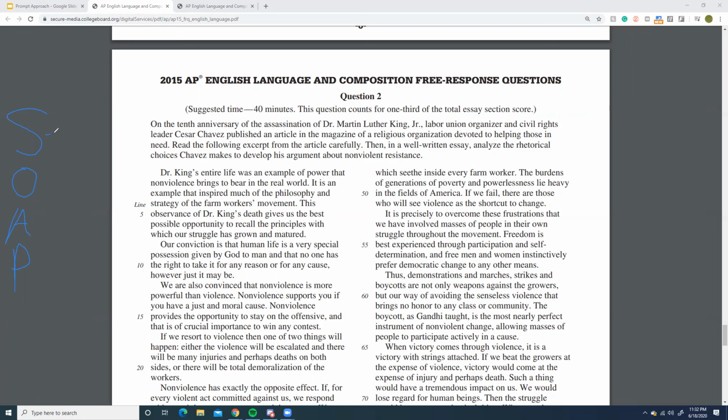So first off, the speaker. The speaker is very clear. It's labor union organizer and civil rights leader Cesar Chavez. So you can write that down if you want. Sorry, I'm writing with a mouse, so it's a little harder to draw.